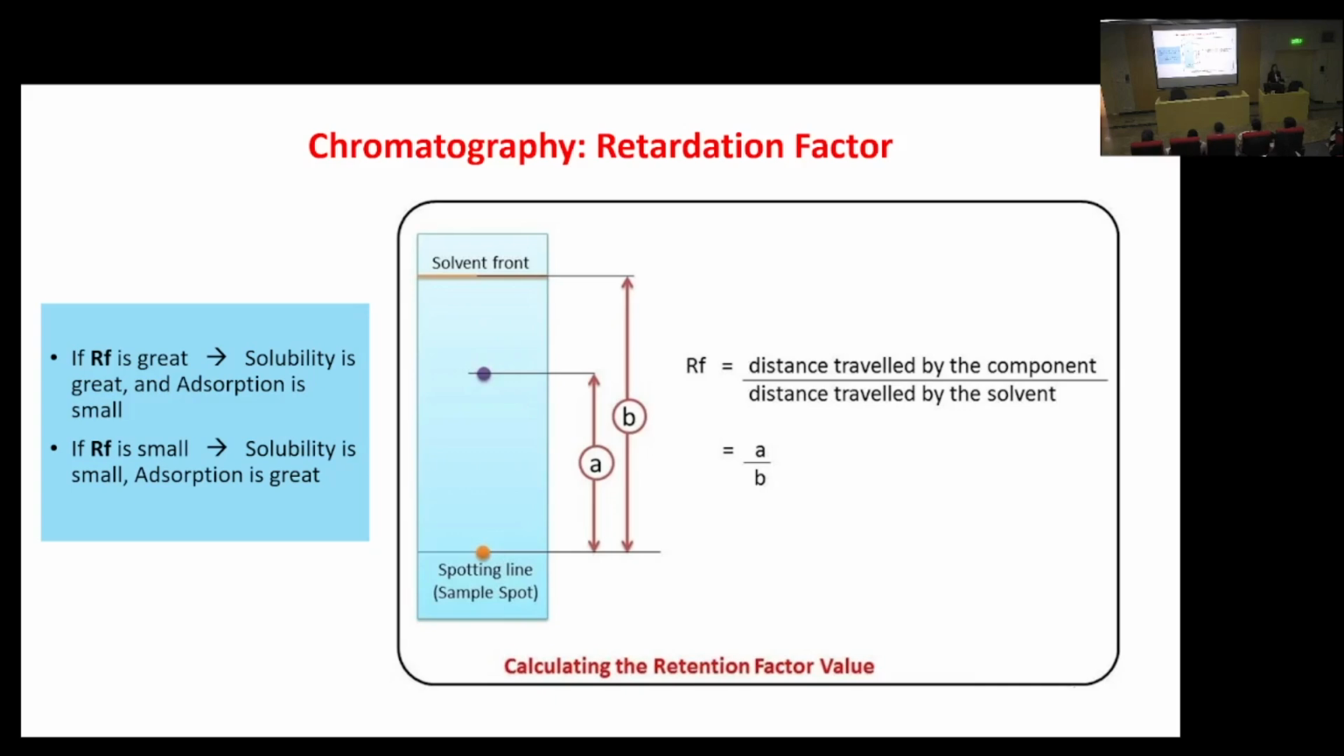So if RF is great, you can imagine that solubility is probably great, or the adsorption is very small, or both. Whereas if the RF factor is small, it means it can't travel as much, it can't separate as far. This could be because it's not very soluble in the solvent, or it doesn't have very great affinity to it, or the adsorption to the paper, or the adsorption to the stationary phase is high, all right? So please learn how to calculate retardation factor and how to interpret it in terms of affinity to the solvent or solubility, and in terms of adsorption.